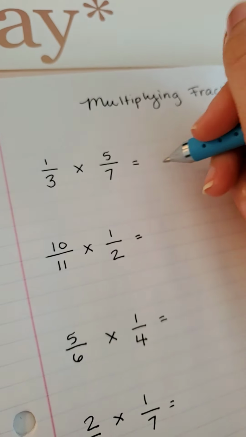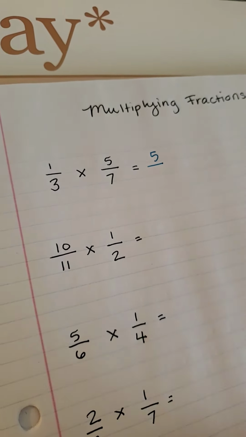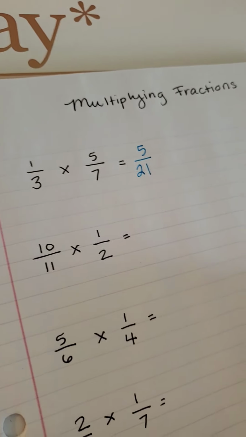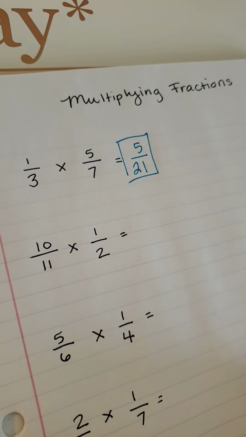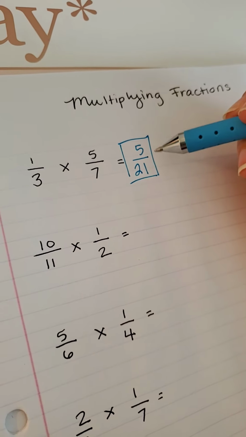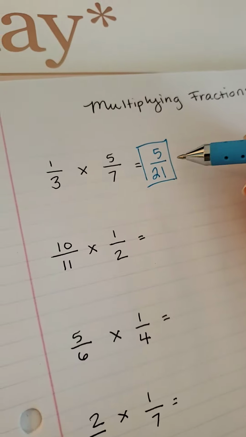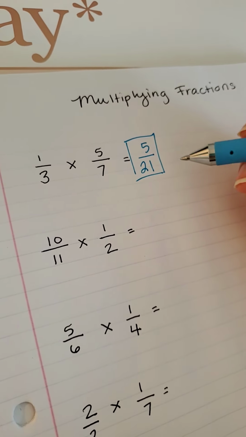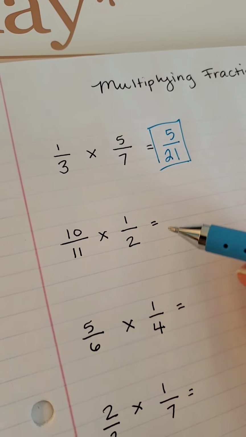So 1 times 5 is 5, and 3 times 7 is 21. So the answer to 1/3 times 5/7 is 5/21. And I can't make that any smaller. I can't make 5 go into 21, and I can't divide the top number and the bottom number by any of the same products. So that's it. That's the end.